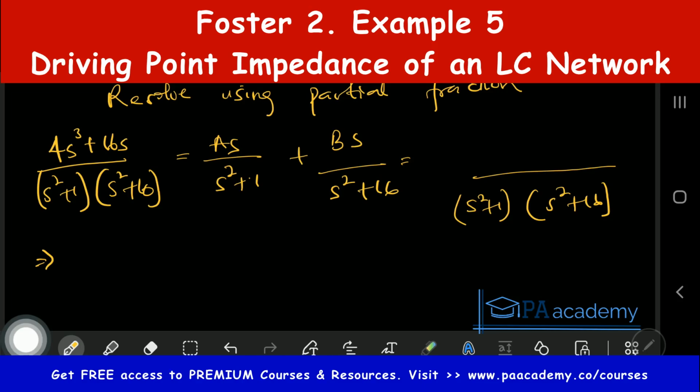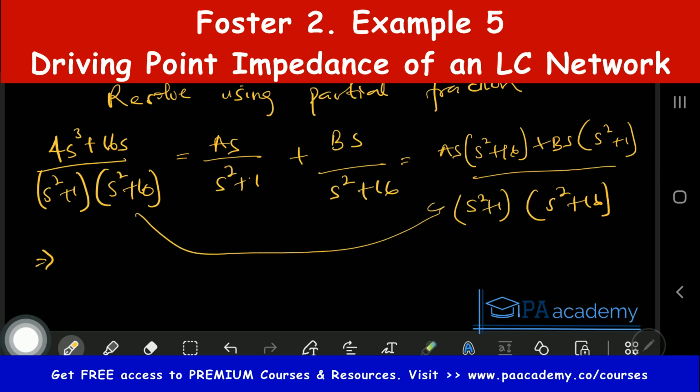All right, so what we are going to do is everything here divided by s squared plus 1. If you do that, we'll be left with s squared plus 16. That s squared plus 16 we are going to use to multiply As. So in doing that, we are going to be having As into bracket s squared plus 16. The same thing, everything here divided by this multiplied by Bs. So we are going to be having plus Bs into bracket s squared plus 1. All right, so if we equate them together, the denominators will definitely cancel out.